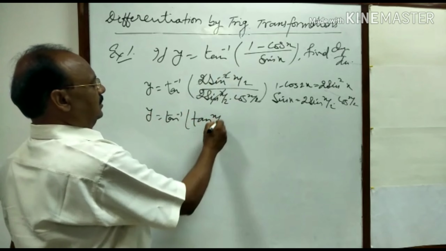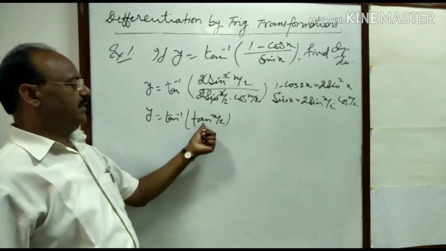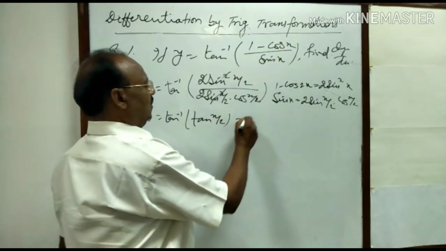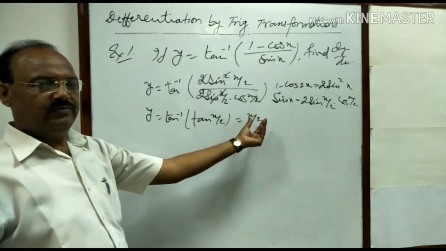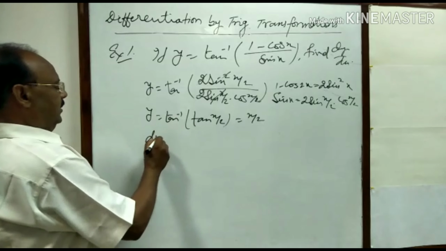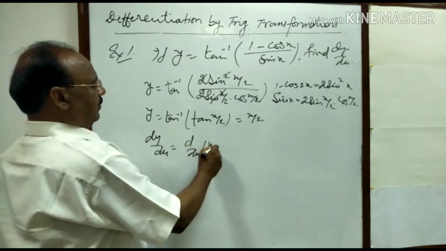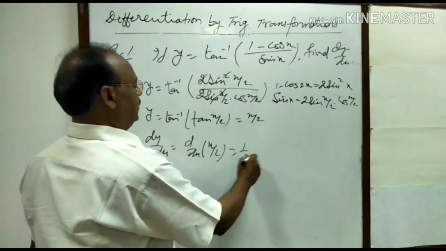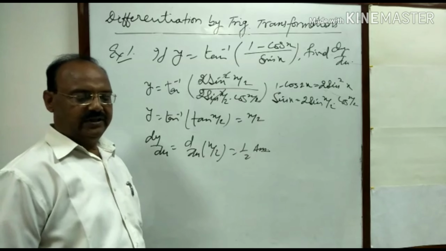So this is tan x by 2, and we know the formula tan inverse of tan x by 2 will be equal to x by 2. Now it has been reduced in a very simple form. So therefore derivative of y with respect to x, d/dx of x by 2, is equal to half. This is the answer. Now let us see next question.